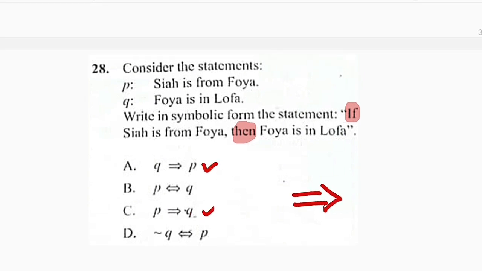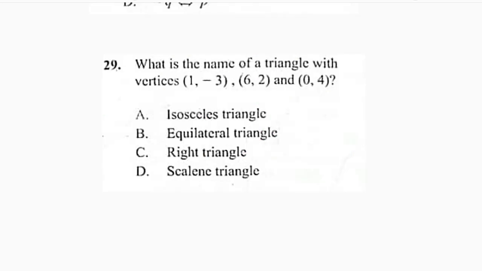But they said what? If Saya is from Foya, which statement is that? P. So we bring P here. Then Foya is in Lofa. You bring Q here. And hence the right option is A. So now let us move on to question number 29. All right, here is question number 29.